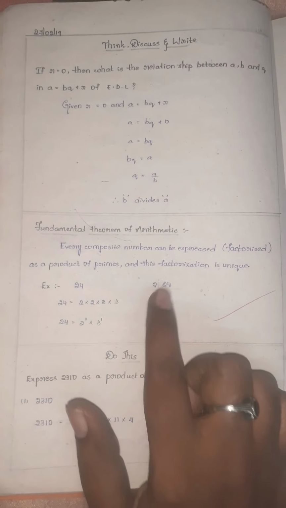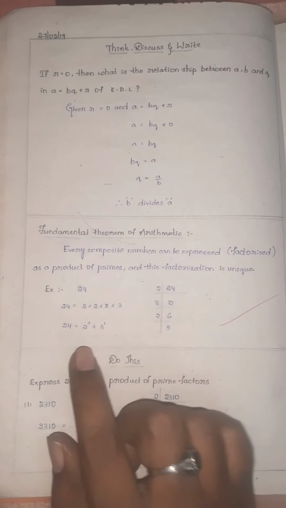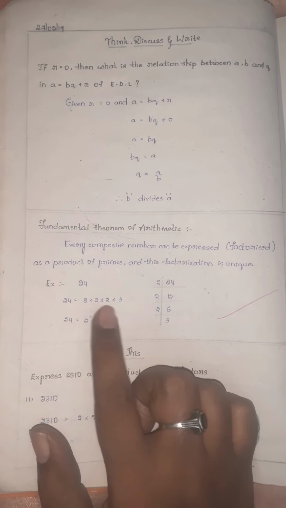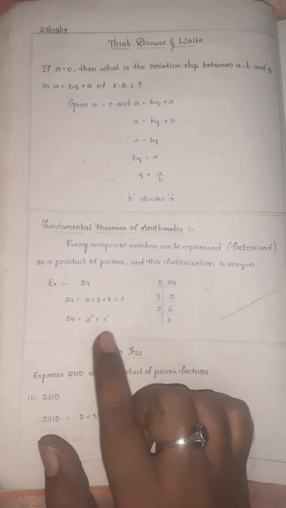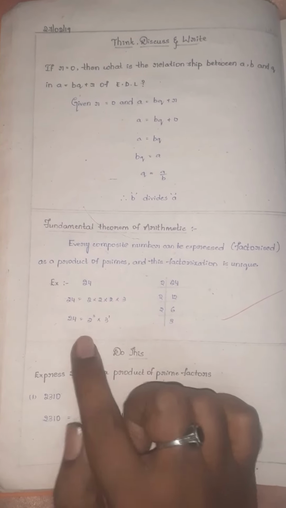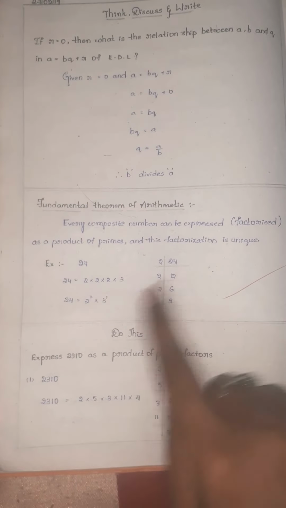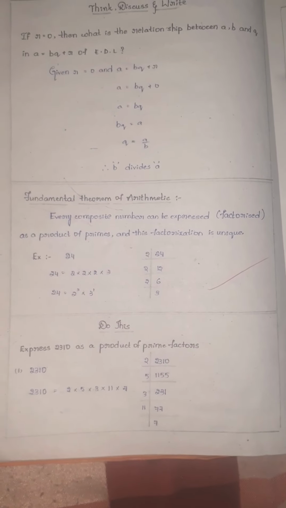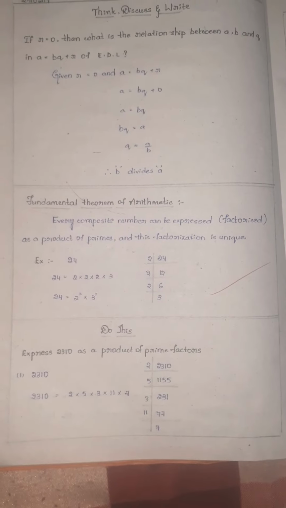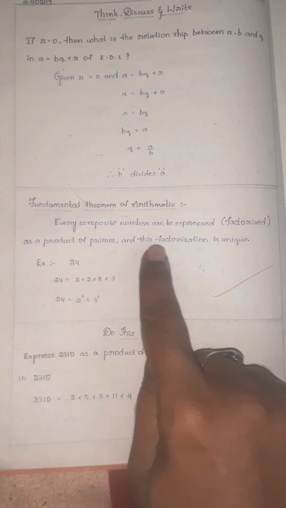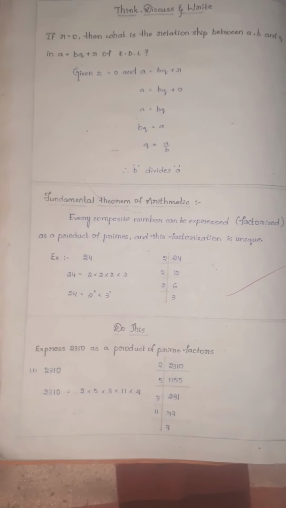So here 2 is a prime number, 3 is a prime number, and this factorization is unique. So now we will write here how many 2's are there? 3, means 2 power 3 into how many 3's are there? 1. So the unique statement we have written. In this way, by using the fundamental theorem of arithmetic, we can say every composite number can be expressed or factorized as a product of primes, and this factorization is unique.